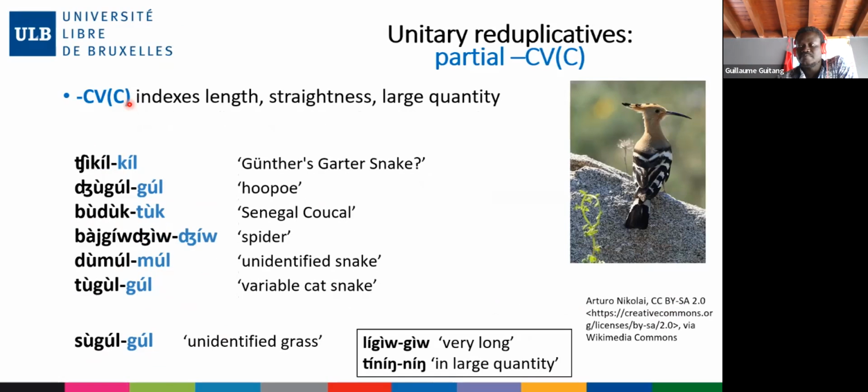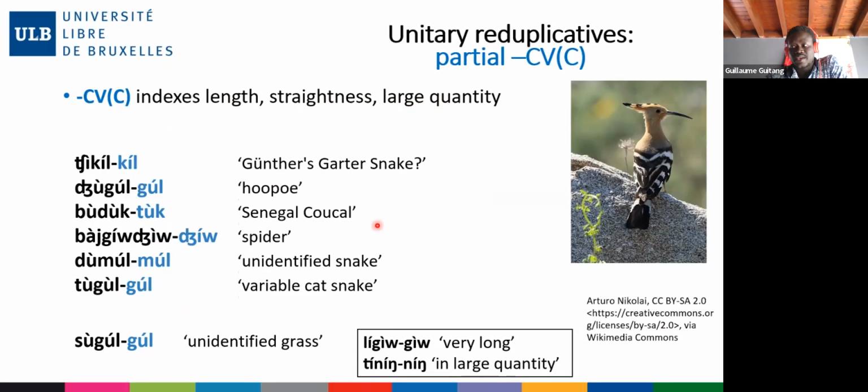The CVC partial reduplication indexes length, straightness, and large quantity. About length and straightness, you can see basically when you look at it, it always refers to snakes or other animals that have a long feature. And the same pattern is found outside of fauna and flora vocabulary. You can see it from the word ligugiu, very long, tinning in large quantity.